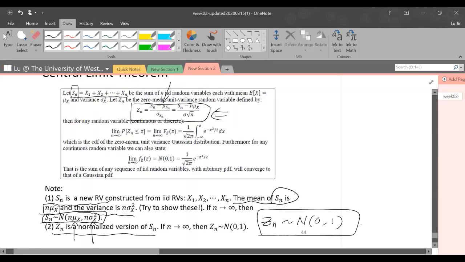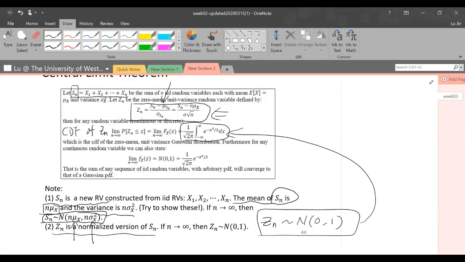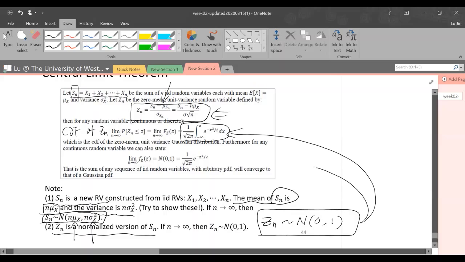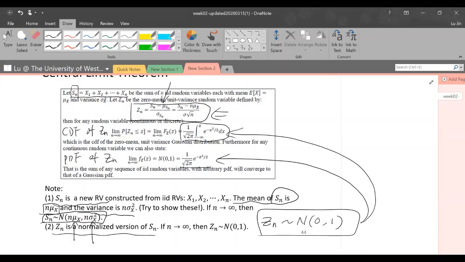And based on this one, we will be able to derive the CDF of the Zn. You can find this part of the formula is identical to the CDF of the single normal distributed random variable, and must be able to satisfy this condition. Or this is the PDF of Zn. So this is satisfying a 0 mean, unit variance normal distribution PDF.